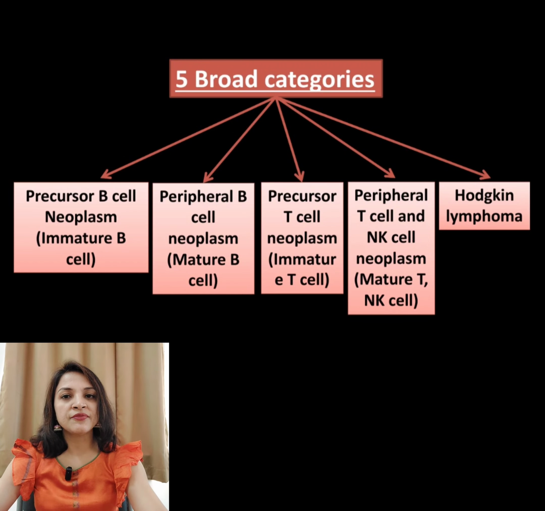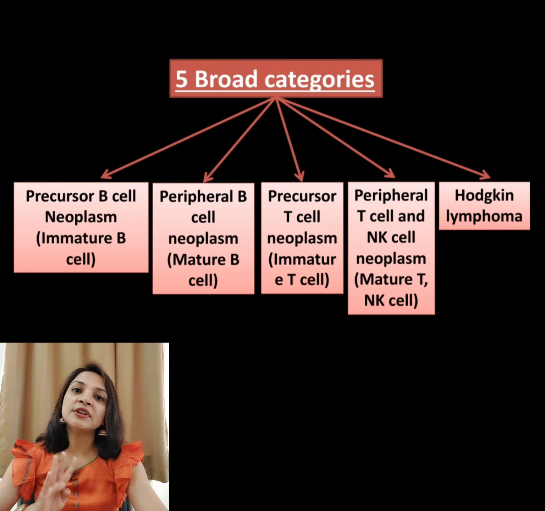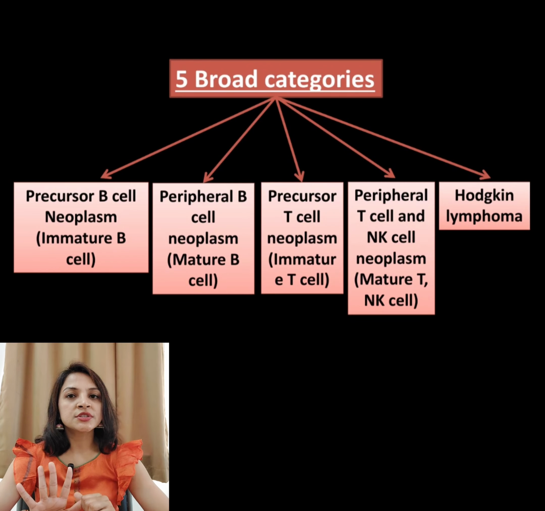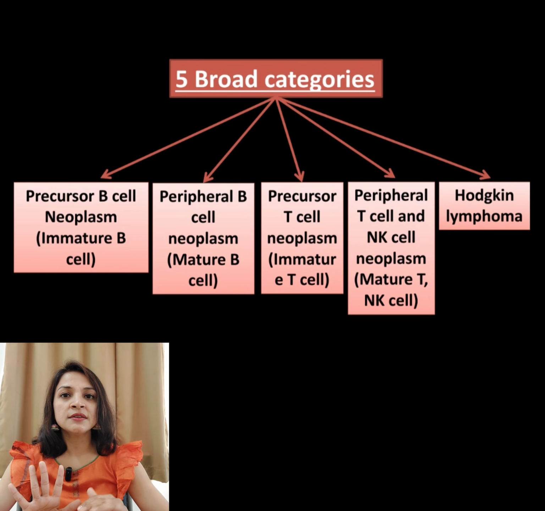In the classification, if I simplify it, broadly we'll divide it into 5 categories. One is precursor B cell neoplasm, then peripheral B cell neoplasm, then precursor T cell neoplasm, then peripheral T NK cell neoplasm, and the 5th one is Hodgkin's lymphoma. Hodgkin's lymphoma we'll see later in detail, but now let's move on to the non-Hodgkin's lymphoma.